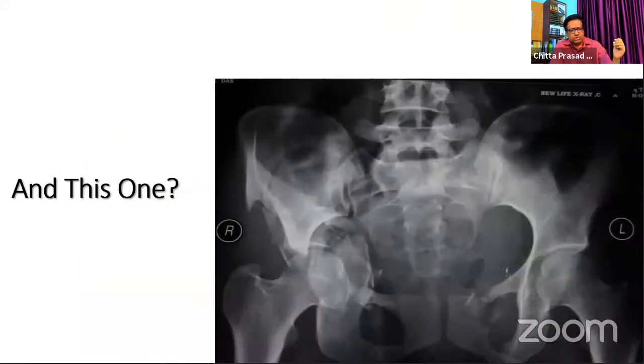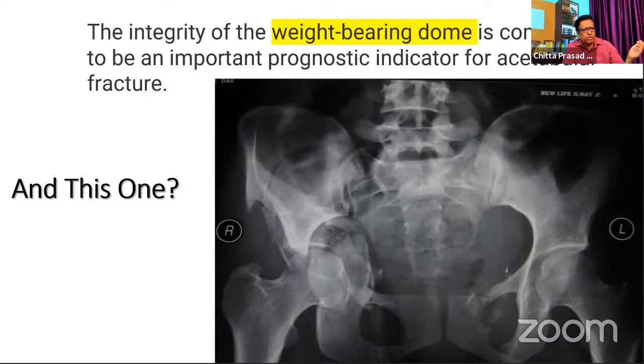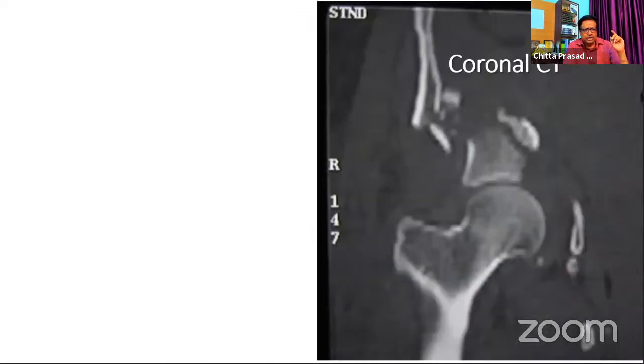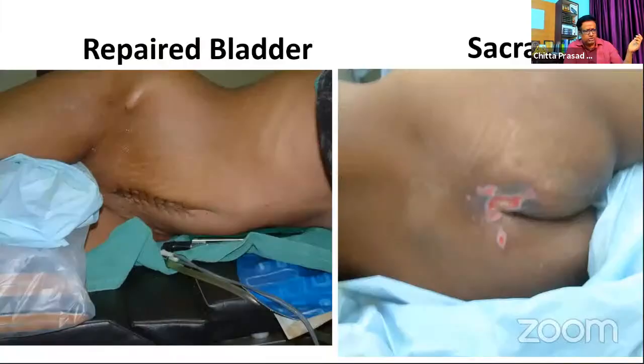When you see this one, from the beginning you think it's a complex one because of the ABC fracture with a floating dome. When the integrity of the weight-bearing dome is considered to be an important prognostic factor and that is involved, you really need to worry about getting the weight-bearing dome back. So this is a complex one, and this is the floating dome. This is the coronal CT. This is the Matta's roof arc angle, which involves this one.